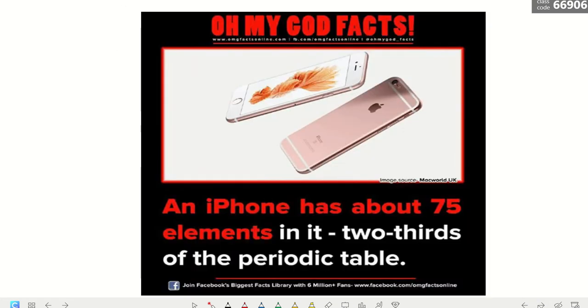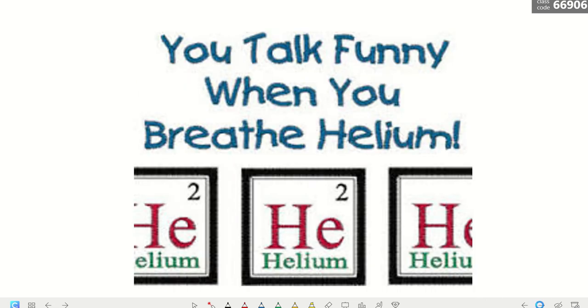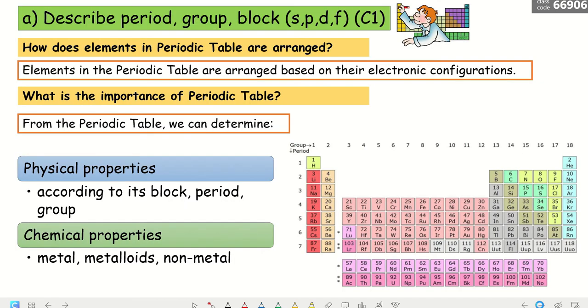Right, so this is an amazing fact. You can read it out. In your iPhone, there are about 75 elements in it. So it has 2/3 of the periodic table. So this is the periodic table jokes.